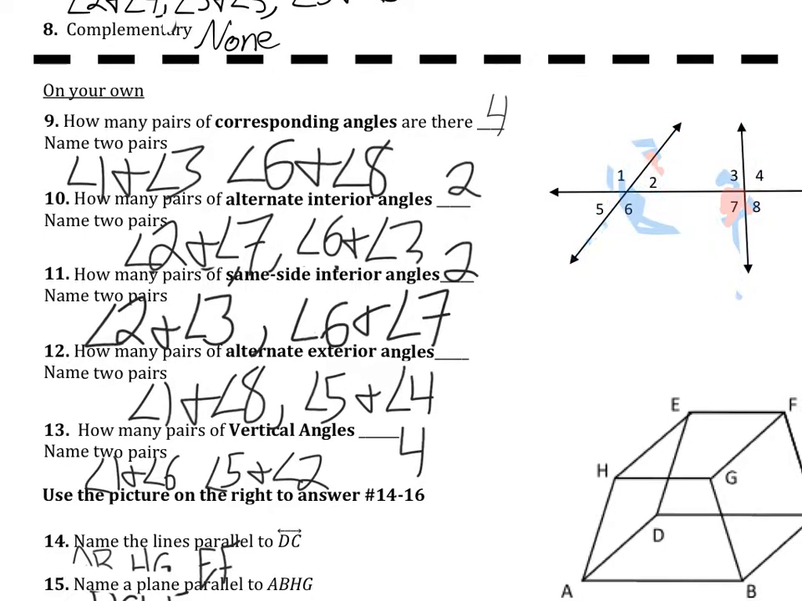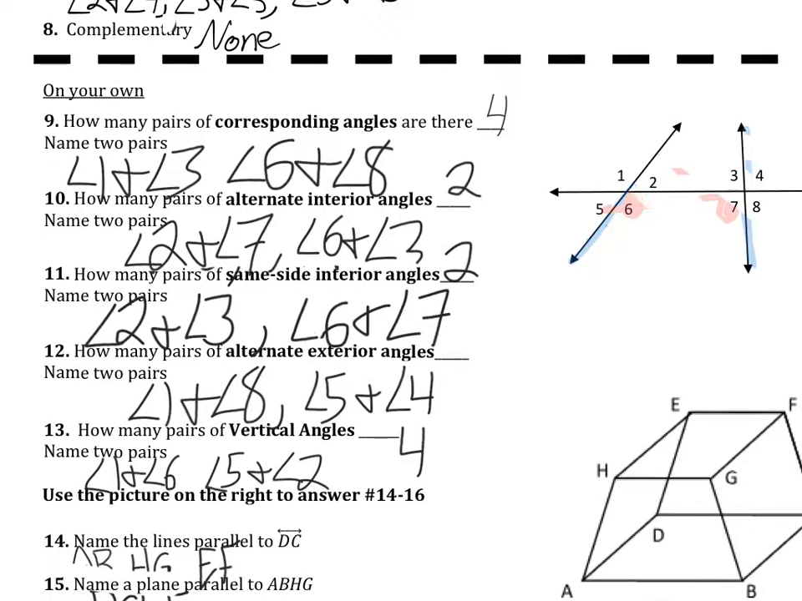The next one, we have how many pairs of same side interior angles are there? So same side interior, let's just see if we can name them all. We have 2 and 3 because they're in between these 2 lines. So we have 2 and 3 and 6 and 7. Don't forget, they just go straight across from each other. So there's only 2 pairs. Those were our only options. We couldn't have written anything else.